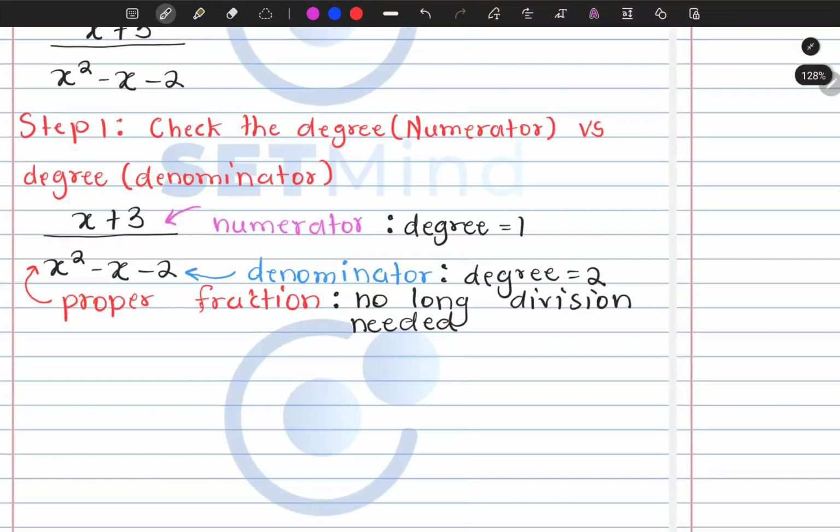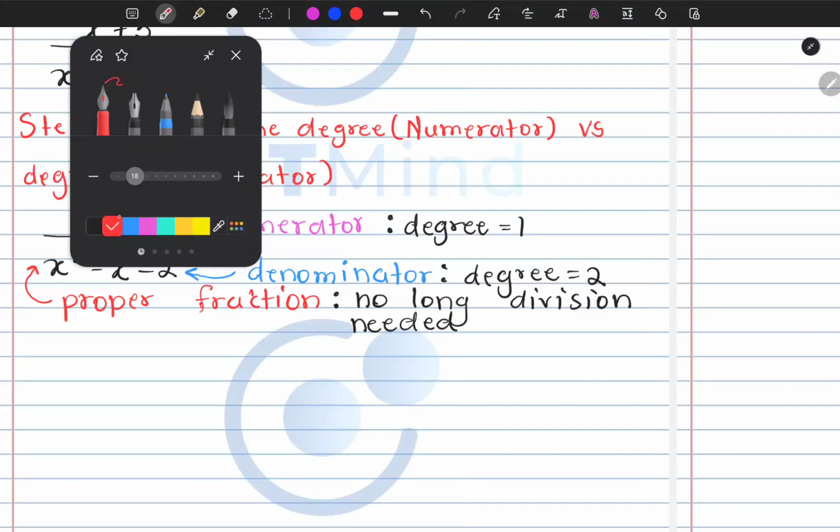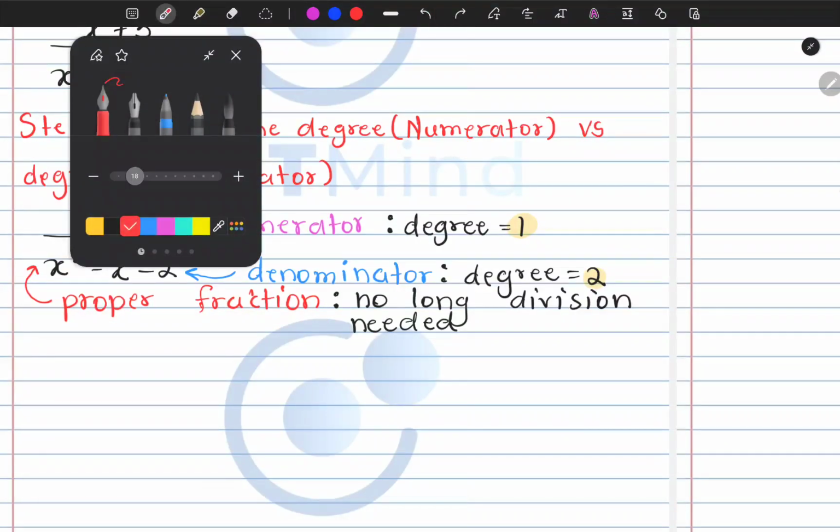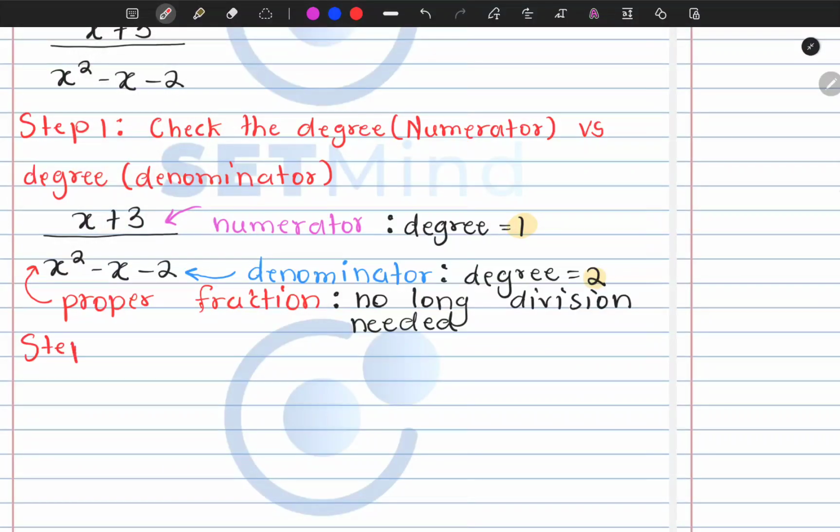Okay, so now let's go to our step number 2. For step number 1, we just check the degree of the numerator and the denominator. If the degree of the numerator is less than that of the denominator, which it is, 1 versus 2, we are happy because it means that this is a proper fraction, so no long division is needed. So we should go to our step number 2 now.